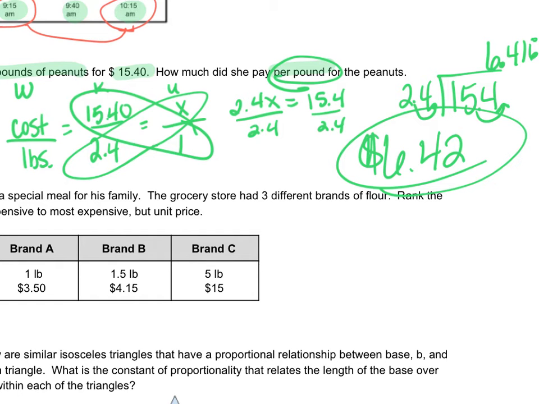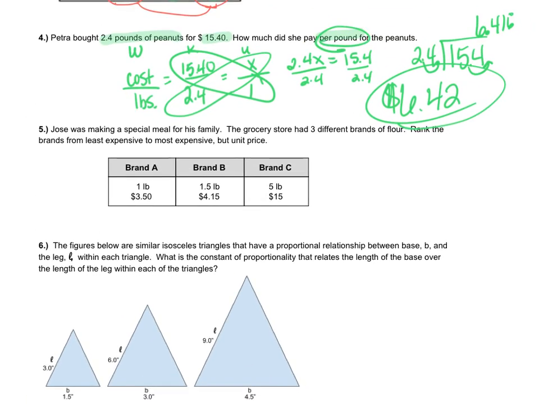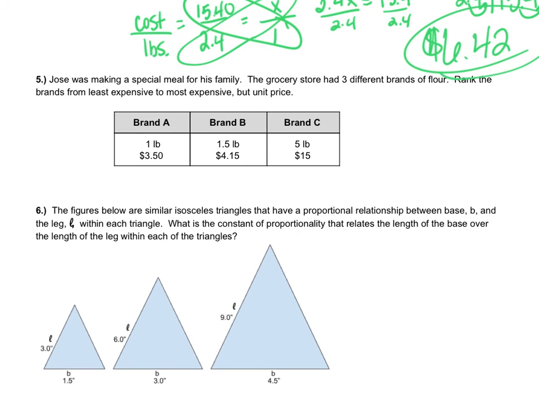Okay, number 5. Jose was making a special meal for his family. The grocery store had 3 different brands of flour. Rank the brands from least expensive to most expensive by unit price. So this gives me my unit price. This first one, look, 1 pound is $3.50. I need to find out what 1 pound is on the rest of them. That's the only way to compare, so I've got to find the unit price.